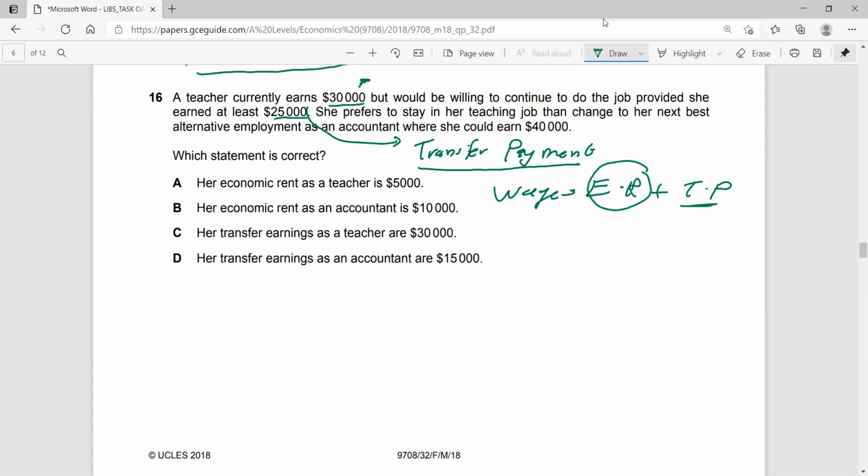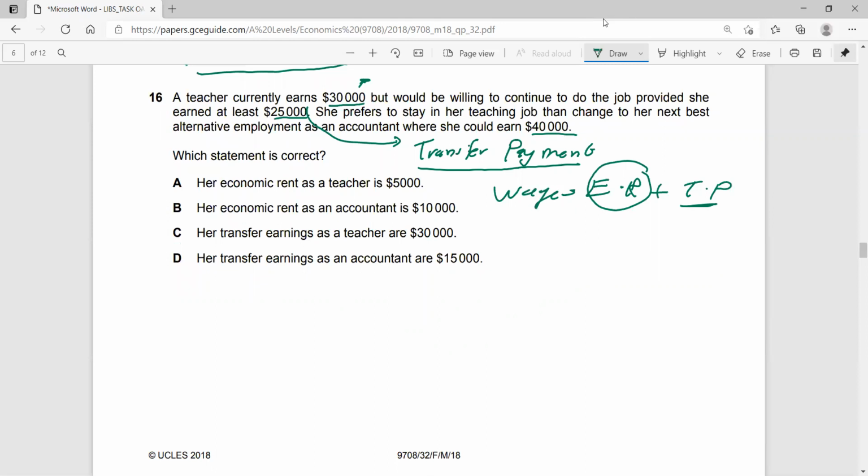She prefers to stay in her teaching job rather than change to her next best alternative as an accountant, where she could earn 40,000. So the other alternative is an accountant where she earns a different amount. But again, that different amount doesn't change the transfer payment and economic rent breakdown of her current job. So which statement is correct?